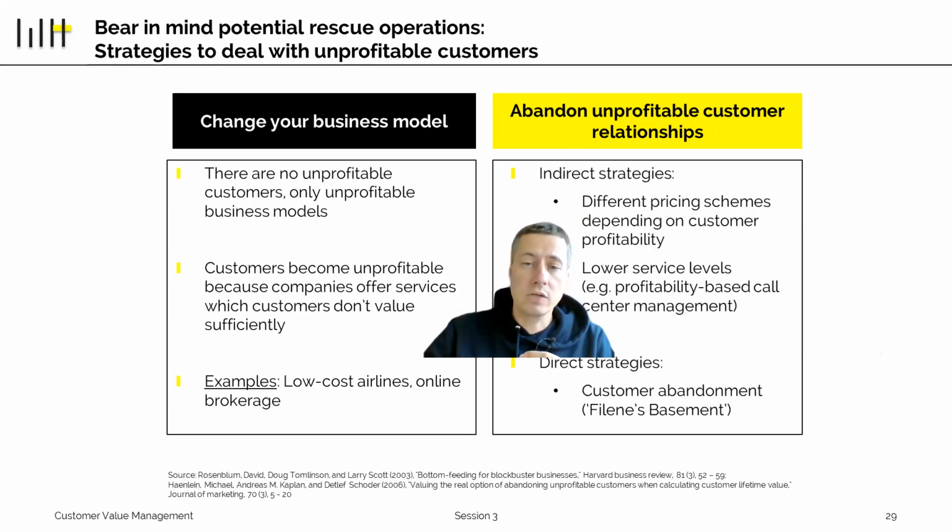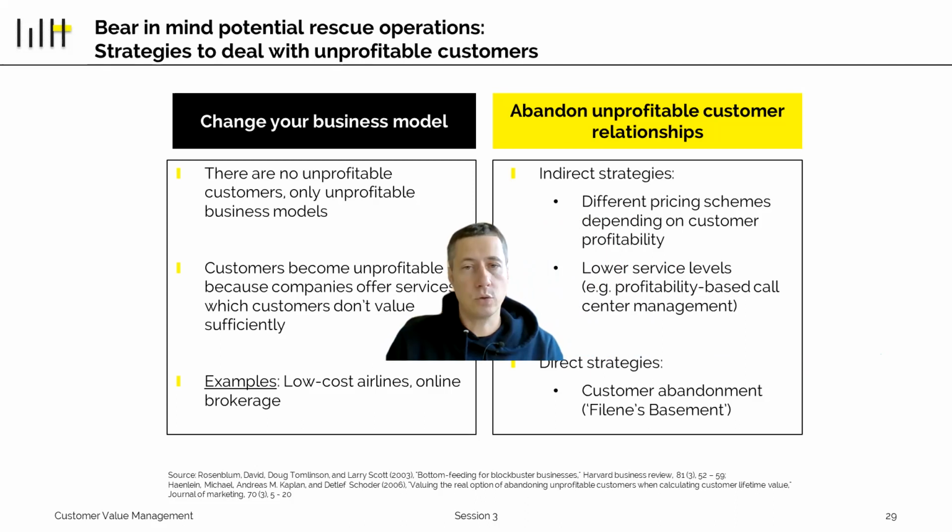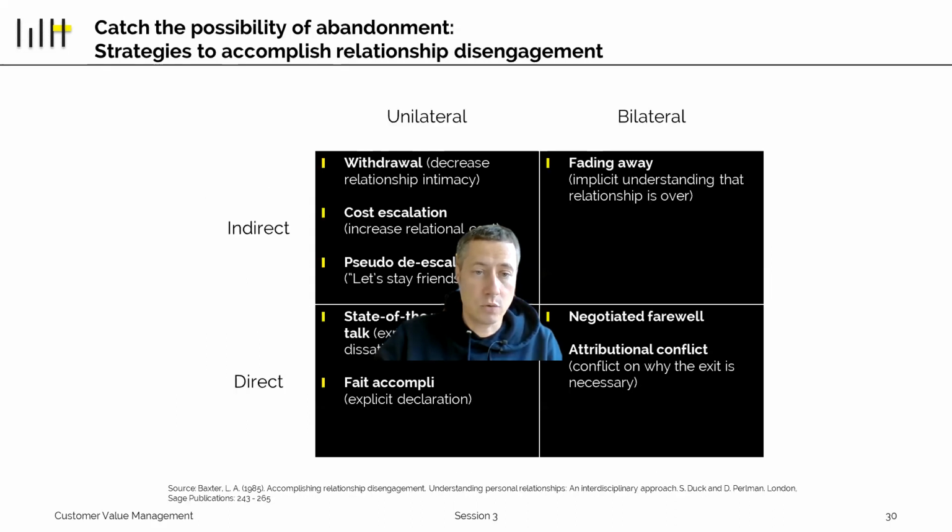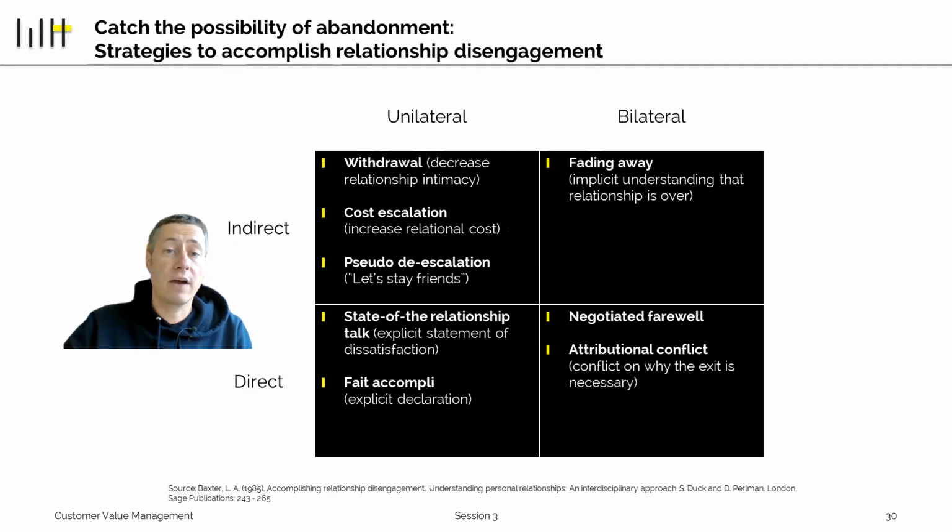However, you also need to see that it's not always your fault. Sometimes the customer becomes unprofitable. Probably these are just people who like to call the call center all the time. Probably these are people who spend a tremendous amount of time trying to find the best deal for them and trying to find loopholes. And if this is the case, if it's the customer's fault, you need to think about firing those customers. And there are multiple different strategies that you can use, which you can classify according to two dimensions: unilateral, bilateral, indirect, direct.